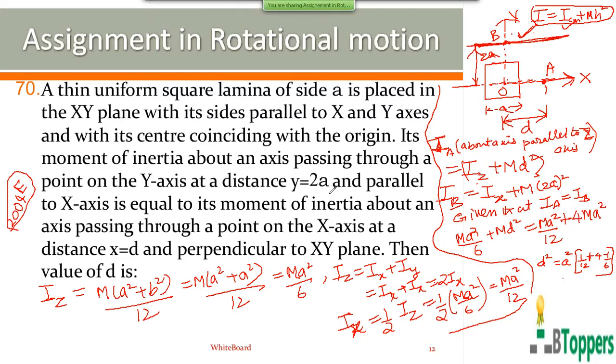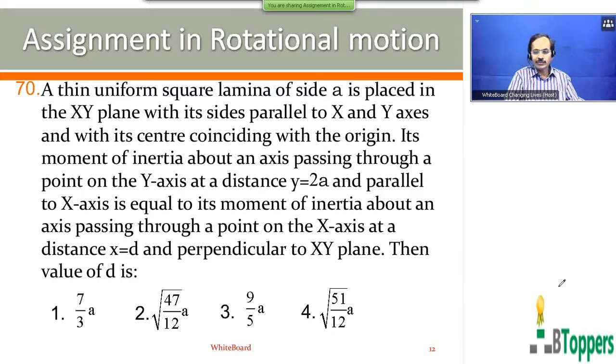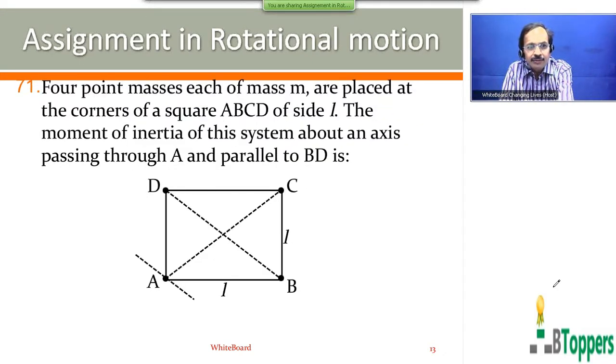So if you simplify this, you get d square equal to a square into 47 by 12. So for question number 70, the second option will be the answer.